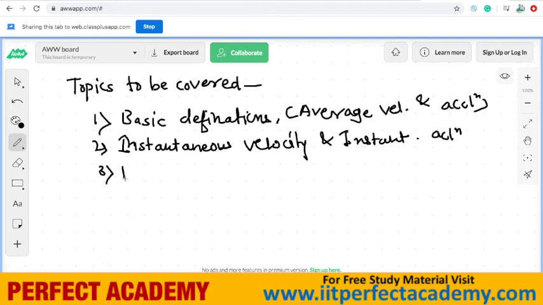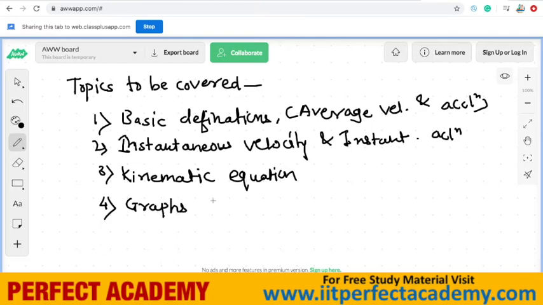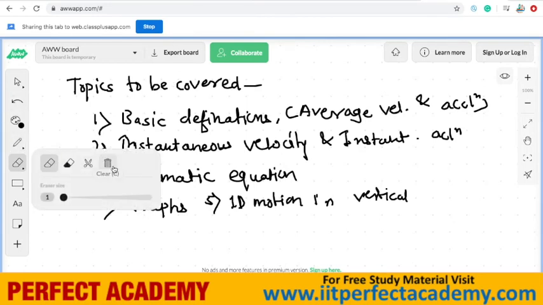We will study kinematic equations. After discussing kinematic equations, we will study few graphs, because they may ask you questions based on graphs as well. After studying graphs, we will see 1D motion in vertical direction, a very critical point of this unit. So that will conclude our chapter.